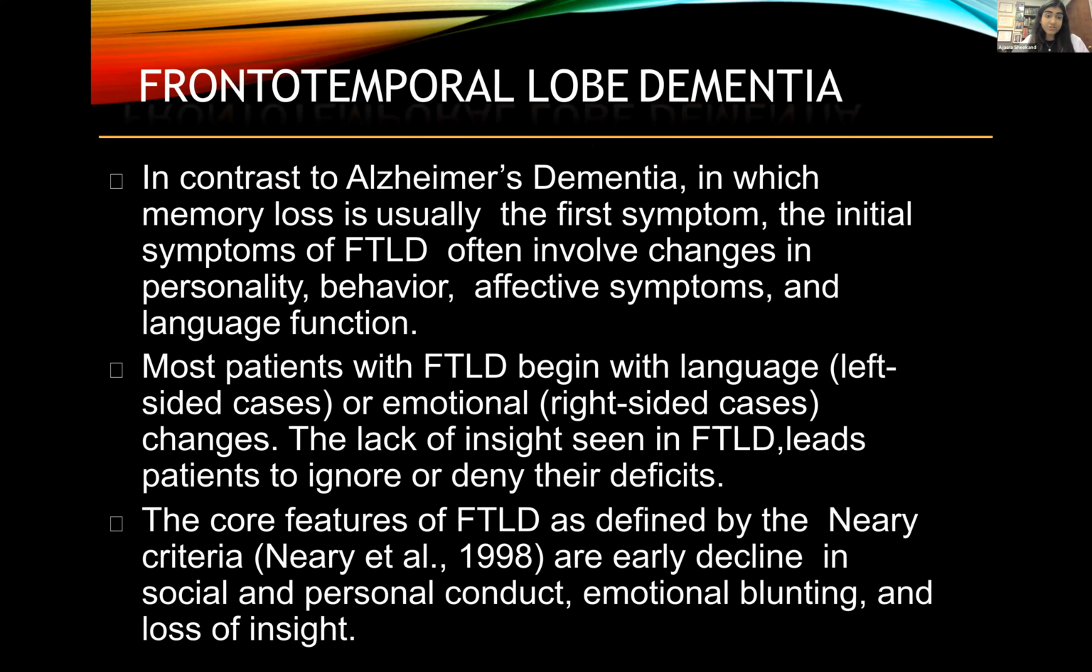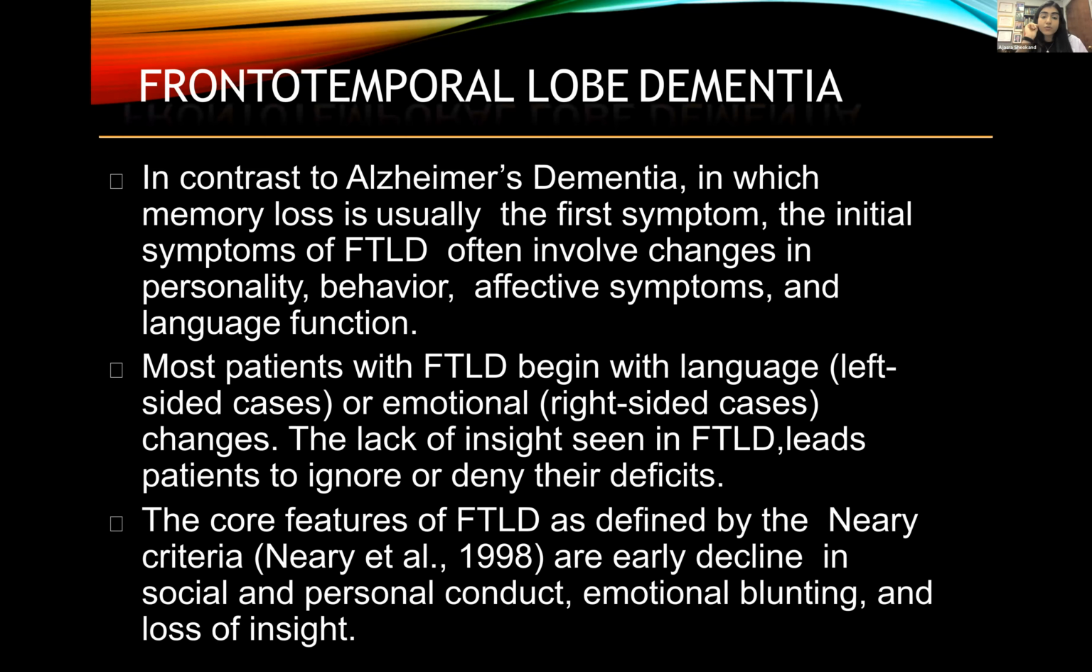In contrast to Alzheimer's dementia, in which memory loss is usually the first symptom, the initial symptoms of frontotemporal lobe dementia often involve changes in personality, behavior, affective symptoms, and language function. Another difference on a more pathological level is that in Alzheimer's dementia, we see neurofibrillary tangles, which are tau proteins. We also see tau proteins in frontotemporal dementia, but they're not in tangles. They're round tau proteins, which are called Pick bodies, and that's why it's also called Pick's dementia.